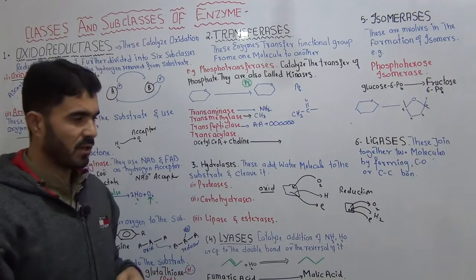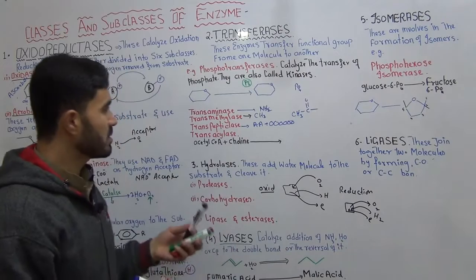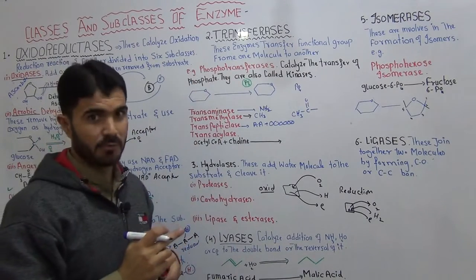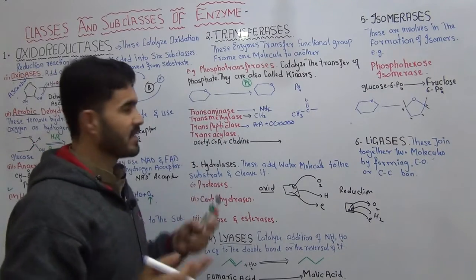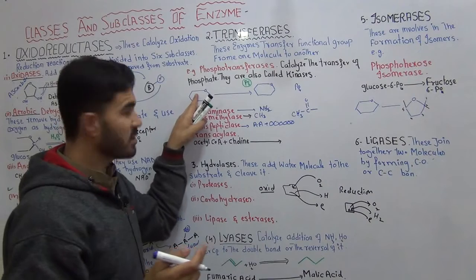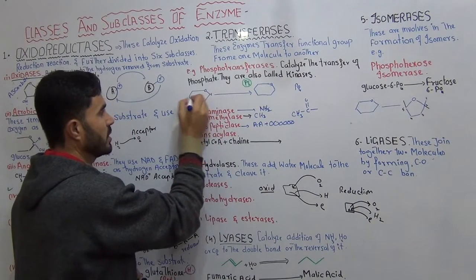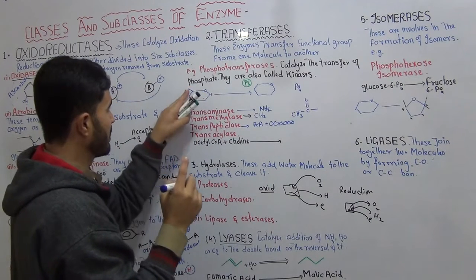For convenience, in order to make my video short and not that lengthy, I will focus on phosphotransferases only. A phosphotransferase example is available here. Look at that, that is a glucose. That glucose has carbon number 1, 2, 3, 4, 5, and here we have carbon number 6.